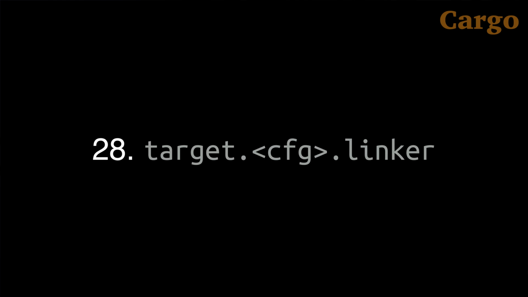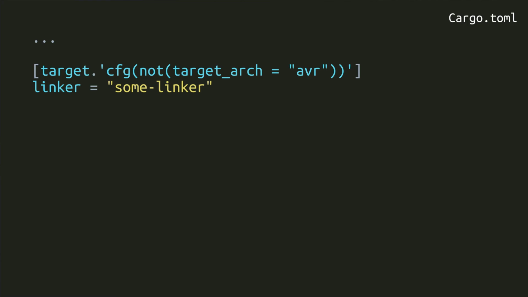Number 27. All of the cargo commands that have a --dry-run option now have a -n short alias for doing a dry run, because everyone kind of expects that. Awesome! Number 28. You can now use a config expression in a target section to specify the linker you want to use. For example, here's a target section with a config expression configuring some linker to be used if we're not on the AVR architecture.